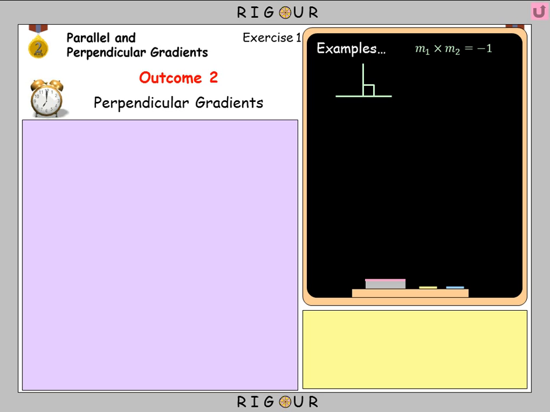So the higher fact that we've got to know is that these two gradients will multiply together to give us -1. So if we know one of the gradients, we can calculate the other one simply by turning the first gradient upside down and changing the sign.